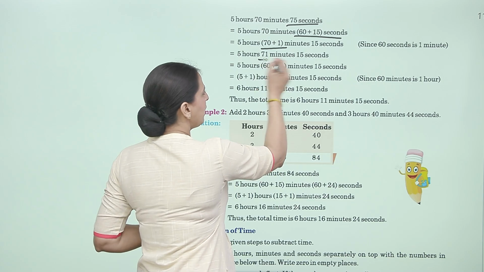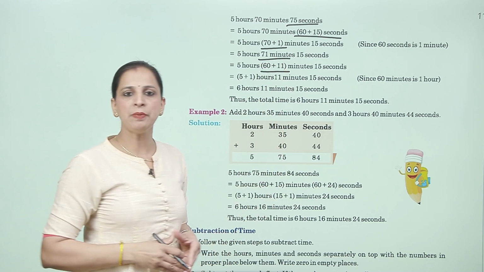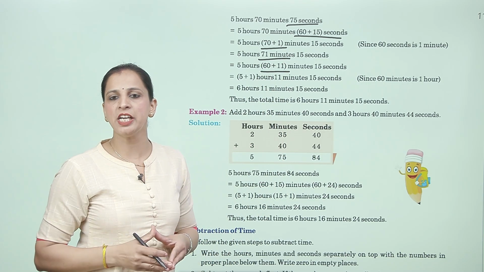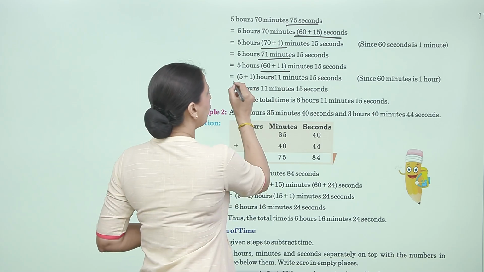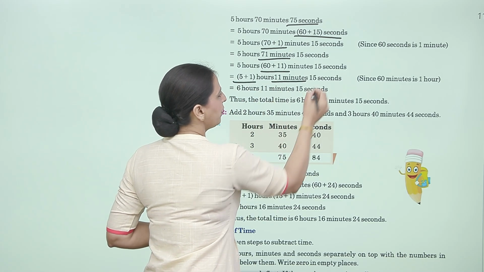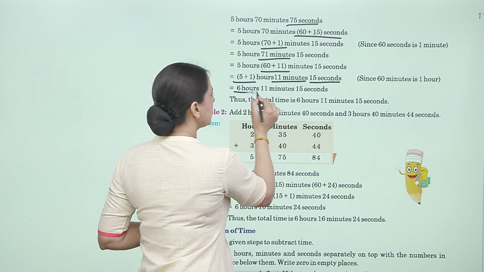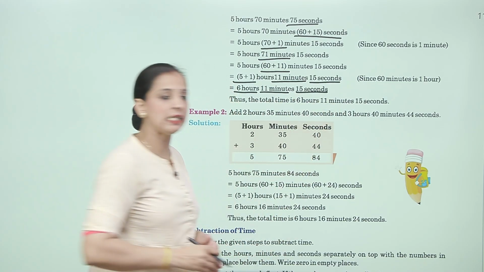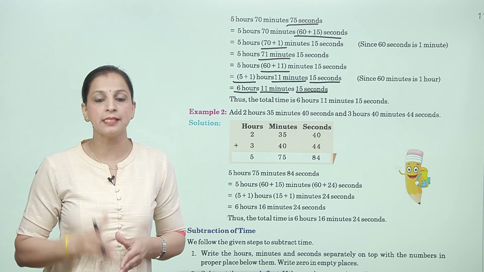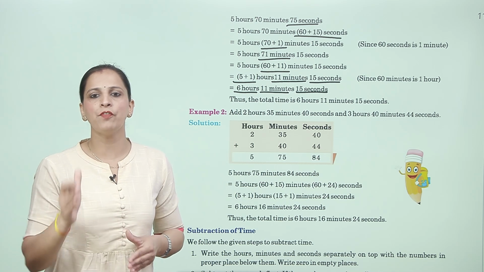Now 71 becomes 60 plus 11 minutes, that is 60 minutes makes 1 hour. So add 1 hour and it becomes 11 minutes and 15 seconds. Now 5 plus 1 is 6. 6 hours 11 minutes and 15 seconds. Thus the total time is 6 hours 11 minutes and 15 seconds.